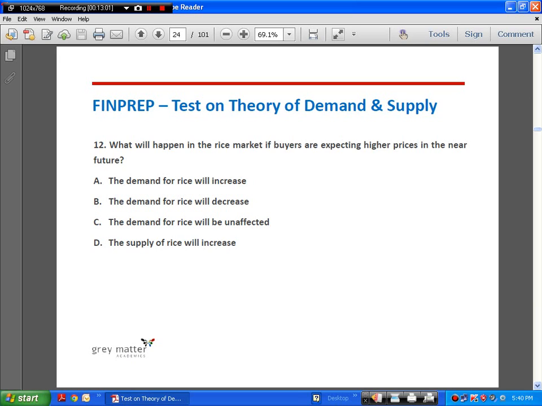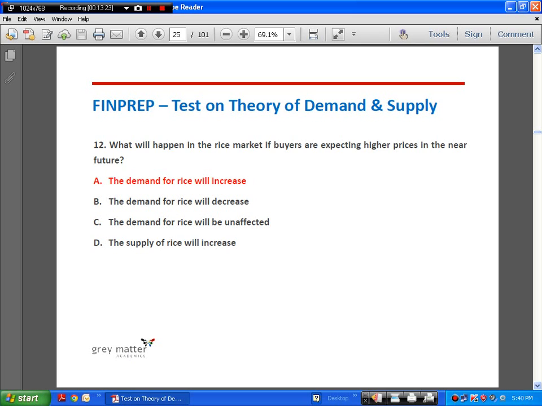When consumers are expecting a higher price in the future, they think it is an ideal time to buy more of that good in the present, in the current scenario. Therefore, the demand for rice will increase in the current period when they are expecting prices to increase in the near future.